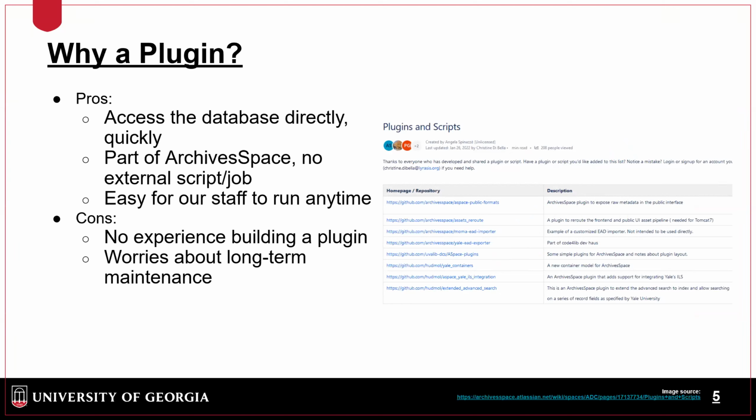I mean, exporting all the XML files took overnight, whereas accessing the database and running the report takes an hour, hour and a half. So that really sped up the time that it took to run this report. It also is a part of ArchivesSpace itself. So we don't have to worry about any external Python scripts or any cron jobs. It's just there and ready to use whenever our staff wants to run it anytime.